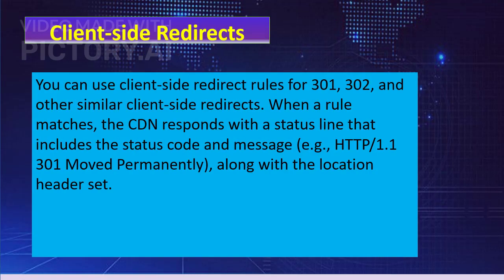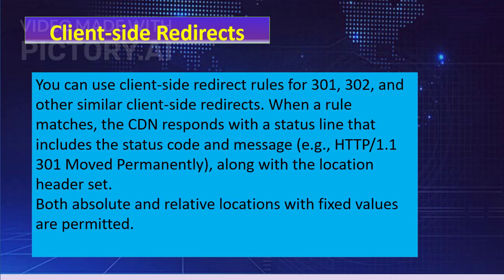Client-side redirects can be set up for various status codes like 301, 302, and others. When a rule matches, the CDN responds with a status line that includes the status code and message, such as HTTP 1.1 301 Moved Permanently, along with the location header set. Both absolute and relative locations with fixed values are permitted.